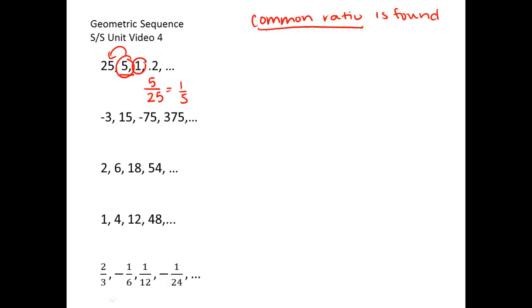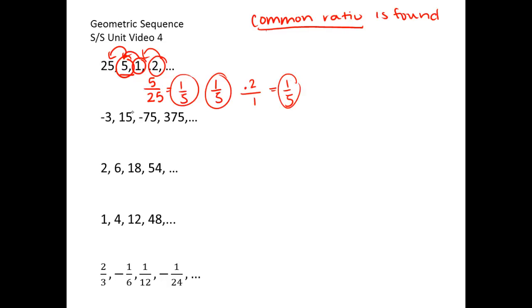Then we're going to do 1 divided by 5, which is also 1/5. Then we're going to do 0.2 divided by 1, which is when you want to grab your calculator. And you'll find that since 0.2 is 1/5, these are all 1/5. That is your common ratio.